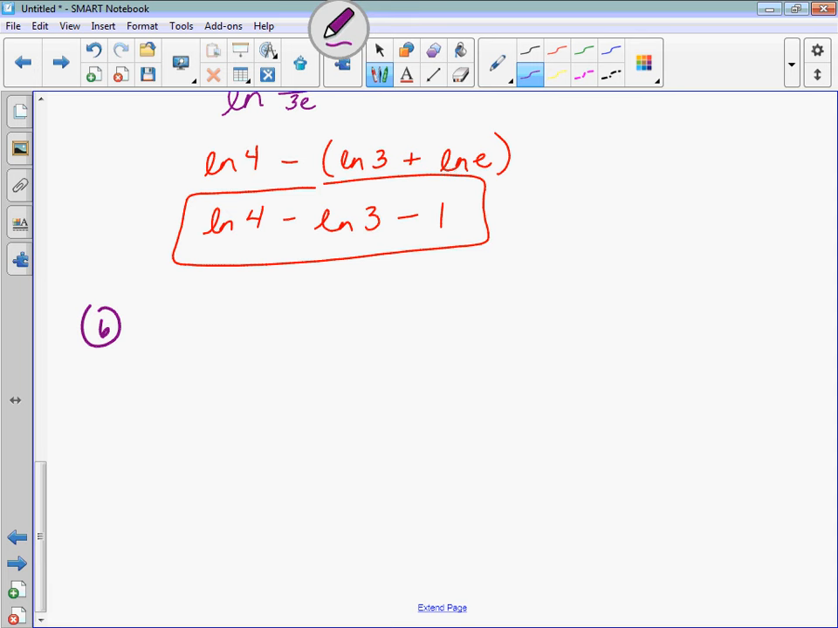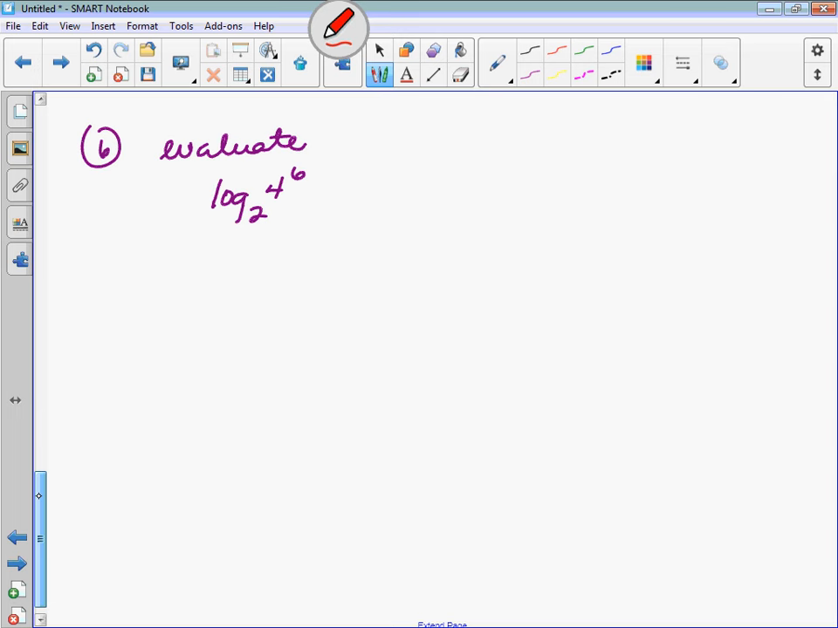Let's evaluate. We've got log base 2 of 4 to the 6th. Now there's a couple ways you could do this. You could figure out what 4 to the 6th is if you wanted to. I don't really want to, so you would be multiplying that. What do you do with the exponent? Do you remember where it goes? Yes, it goes in front. So this is really 6 times log base 2 of 4.